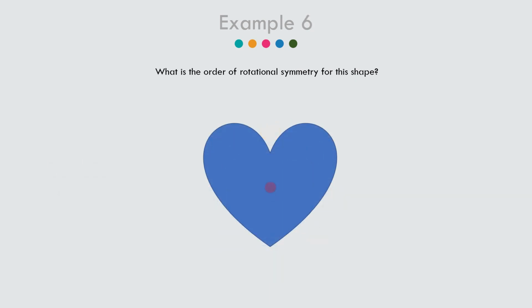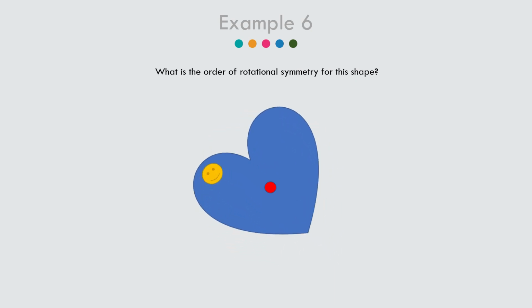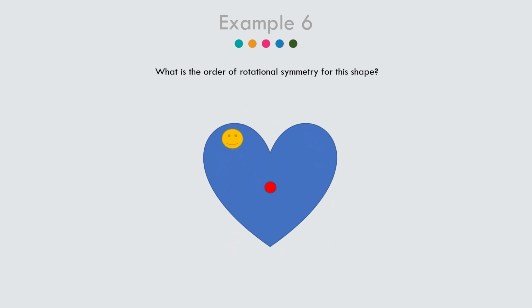What is the order of rotational symmetry for this shape? If we put a marker at the top left of the shape, that will help us to keep track of its rotation. So, in a full 360-degree rotation, how many times did it look the same? That's right, only once. So that means the heart has rotational symmetry of order 1.